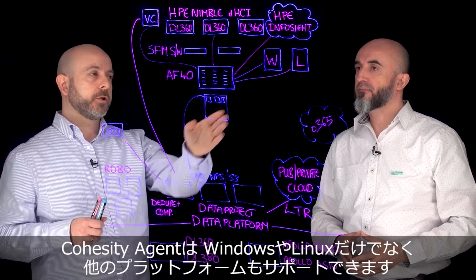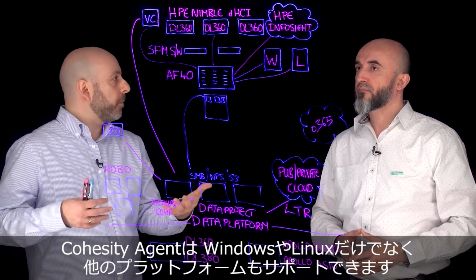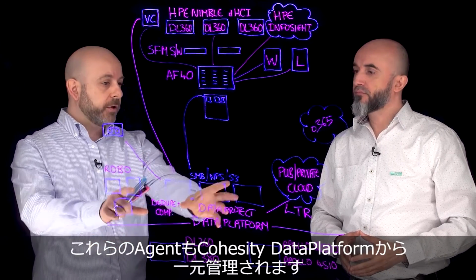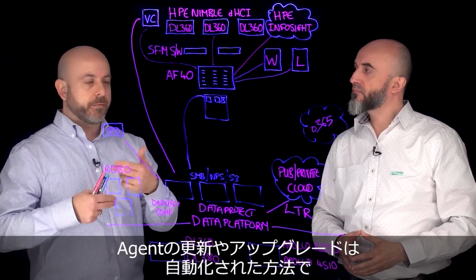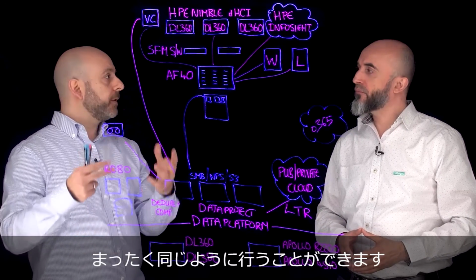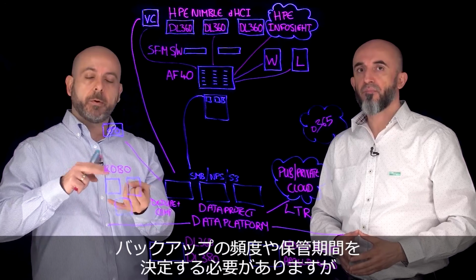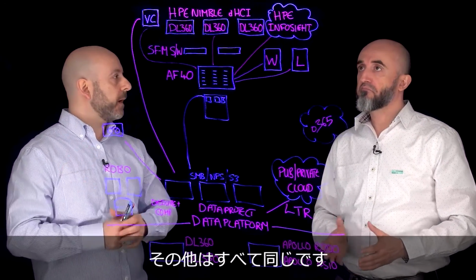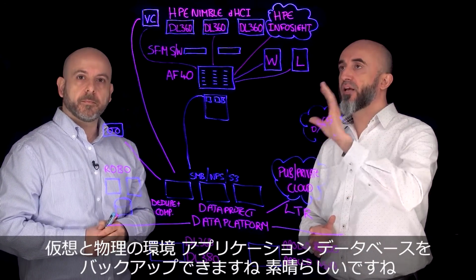We're not limited to just Windows and Linux. We can cover Unix type platforms and other platforms as well. We will manage the agents centrally from the Cohesity data platform, so when it comes to refreshing or upgrading them, we can do that in an automated manner. Then it's exactly the same process. We need to establish a policy and determine how often we want to do the backups and how long we want to retain those for. Everything else is the same. So that's pretty straightforward. We are able to do backups on my virtual and physical environment, applications and databases.